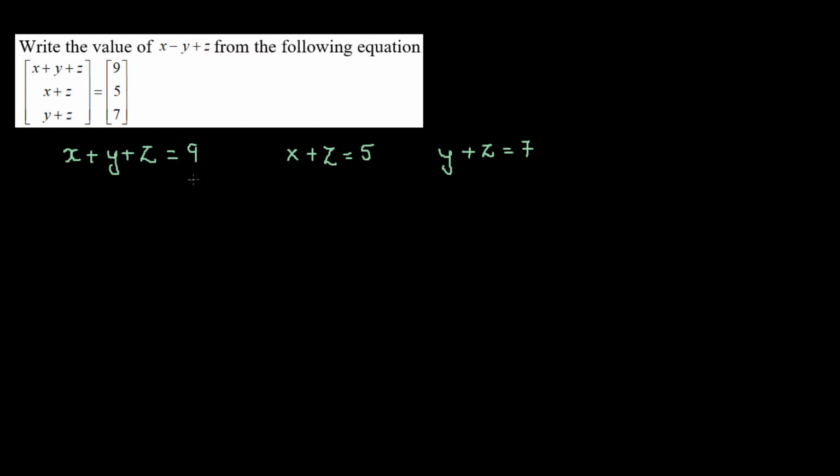And we're going to number them. Let's call it equation number 1, we call it equation number 2, and this one is equation number 3. So what we do is first, let's subtract 2 from 1.